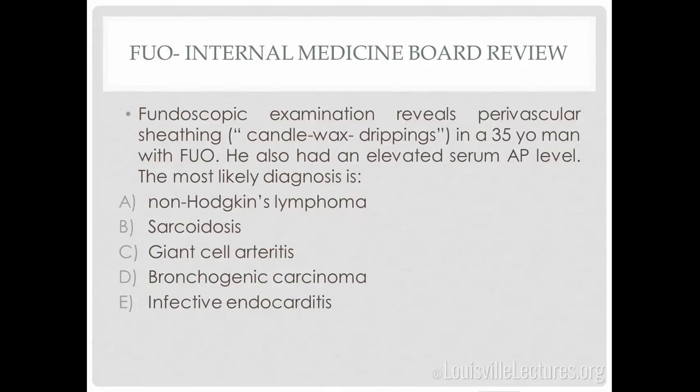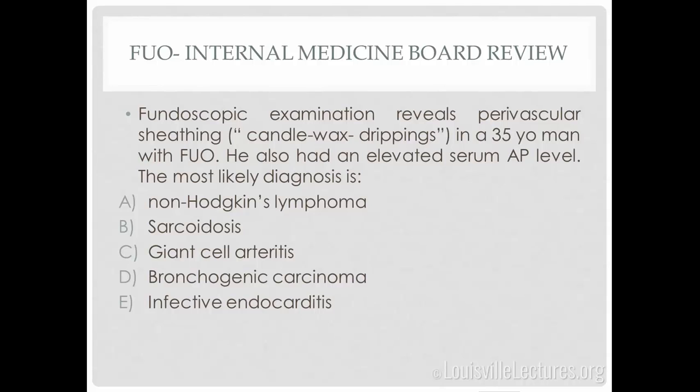There's a 35-year-old male, and his fundoscopic examination reveals perivascular sheathing, also described as candle wax drippings. He also has an elevated serum alk phos level. What's the most likely diagnosis? Anybody think this is non-Hodgkin's? What about sarcoid? Okay, got some takers. Giant cell arteritis? Anybody? What about bronchogenic carcinoma? No? And endocarditis? No. Okay, good.